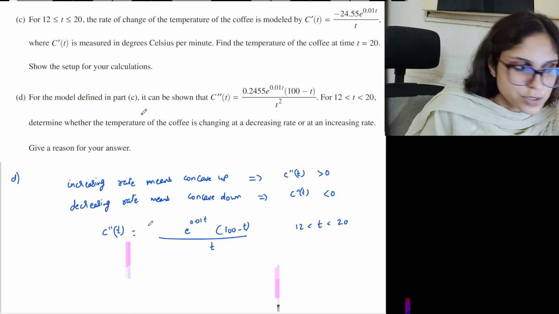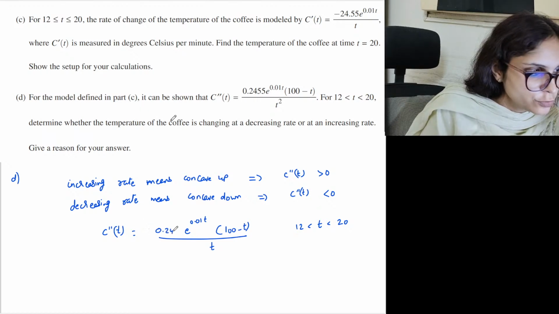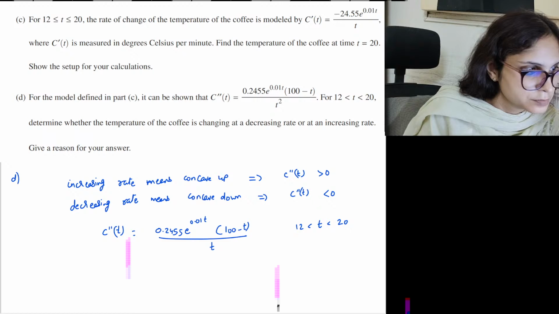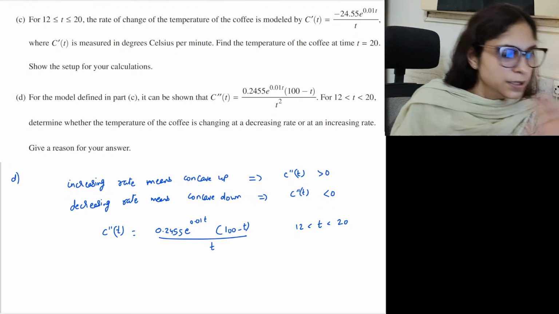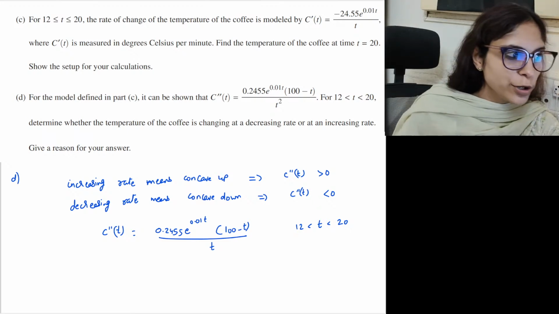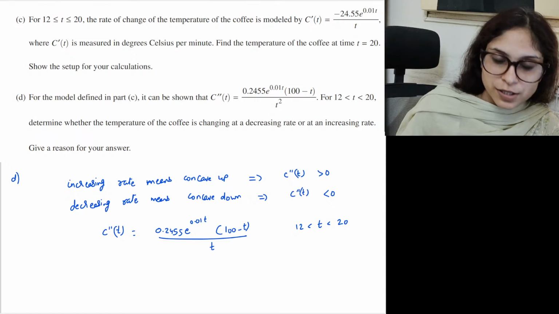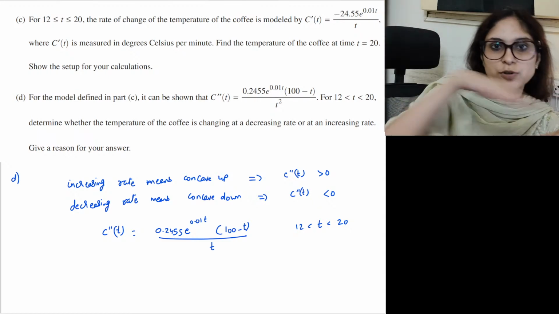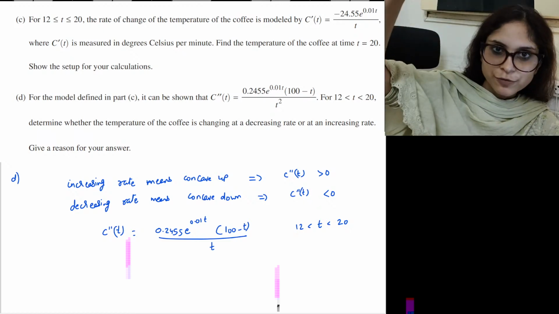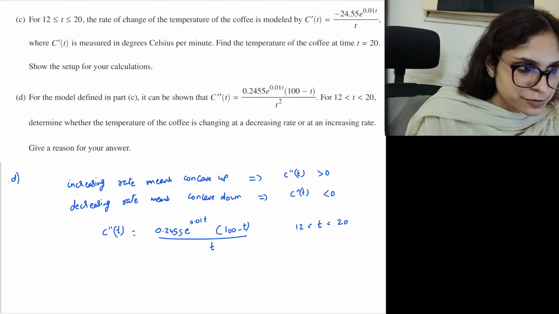And it has become positive. So 0.2455 is a positive number. E to the power anything is also a positive number because y is equal to 0 is the asymptote, so it is going to be above 0. So it's also positive.